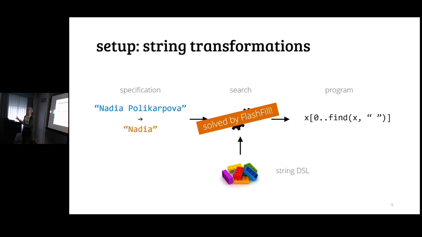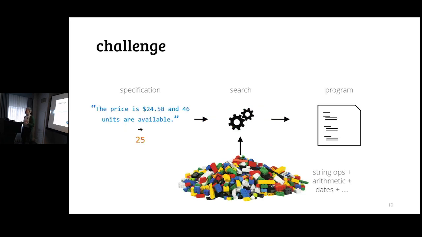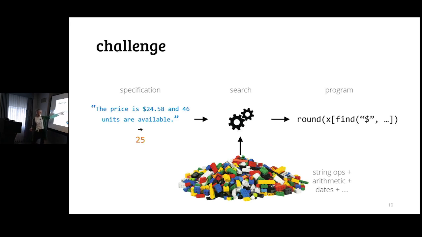But what this second paper is trying to address is, what if you want more sophisticated programs which have a lot more components? So not only the simple string transformations, but if you also want arithmetic, date operations, things like that in your programs. So for example, if you have this example here, what you might actually want to do is extract a substring after this dollar, but then also round it, right? So it has some arithmetic involved, right? And then this is harder because the search space is larger and whatnot, right? So this is what this paper is trying to address.